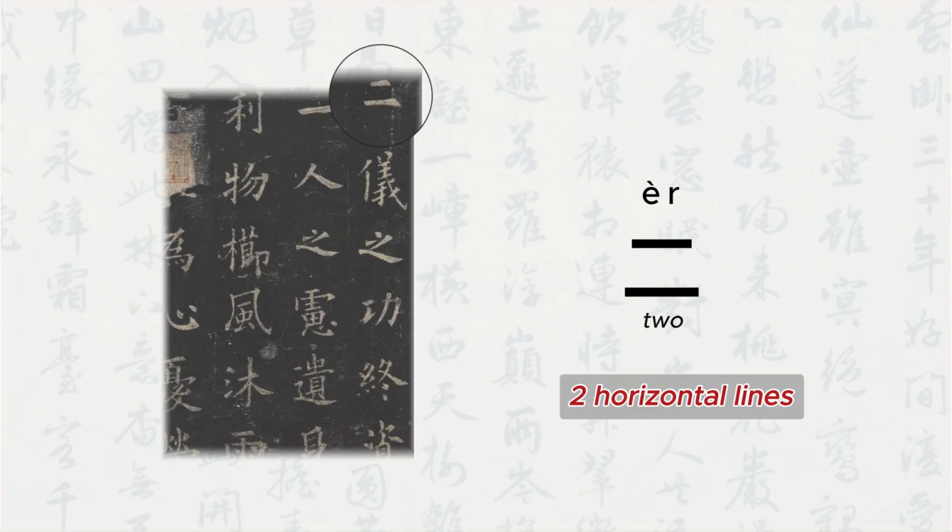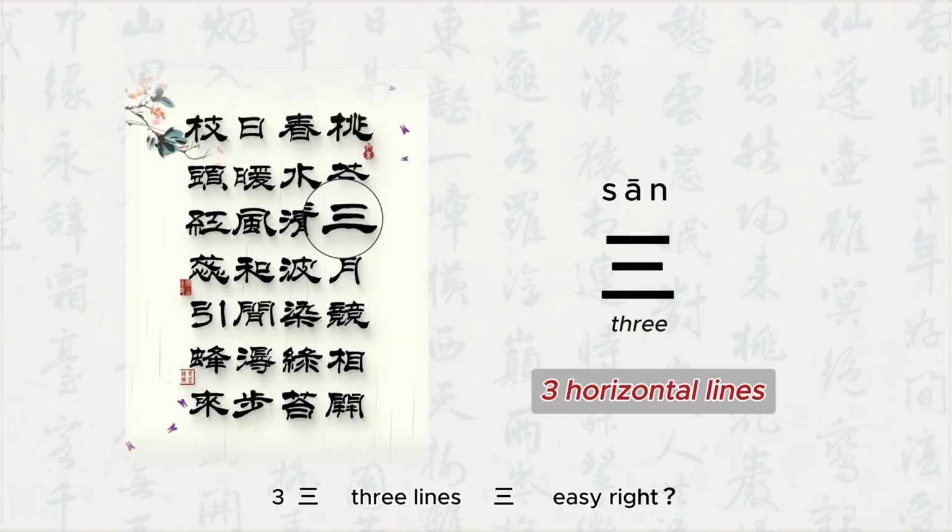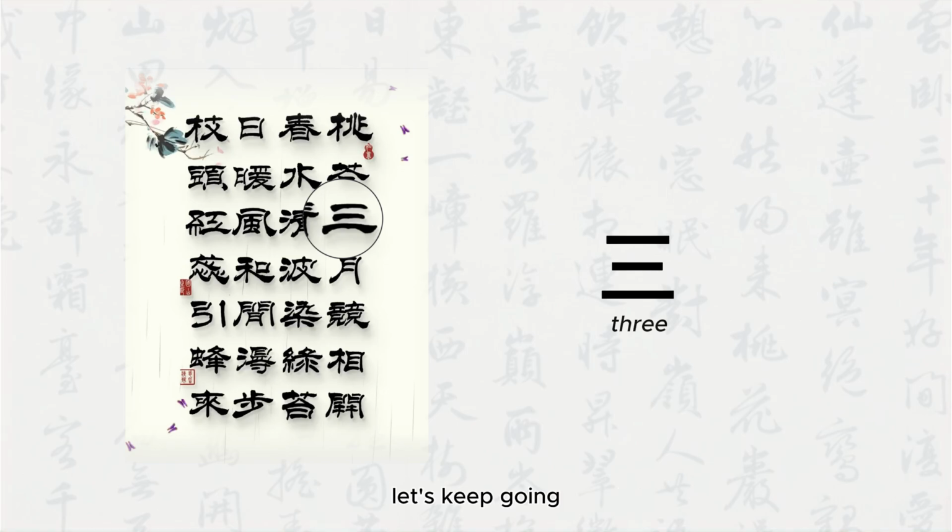一. 2 is 二, two horizontal lines. 二. 3, 三, three lines. 三. Easy, right? Let's keep going.